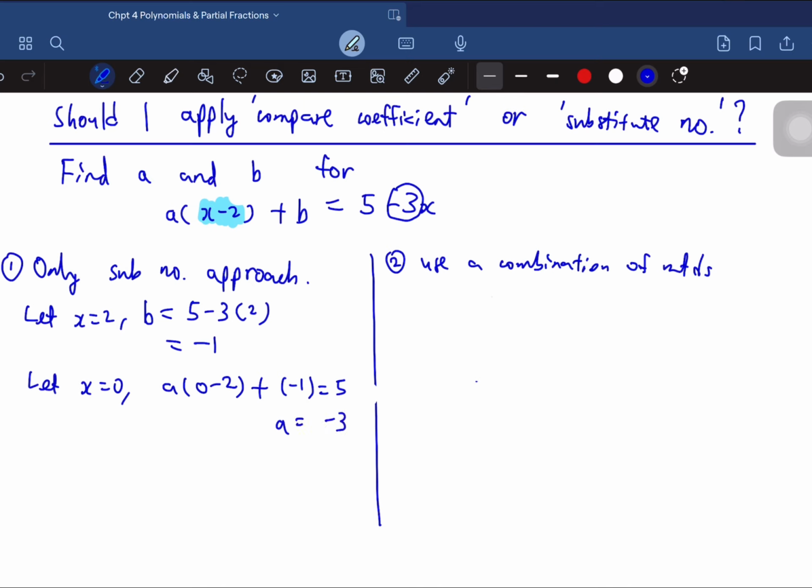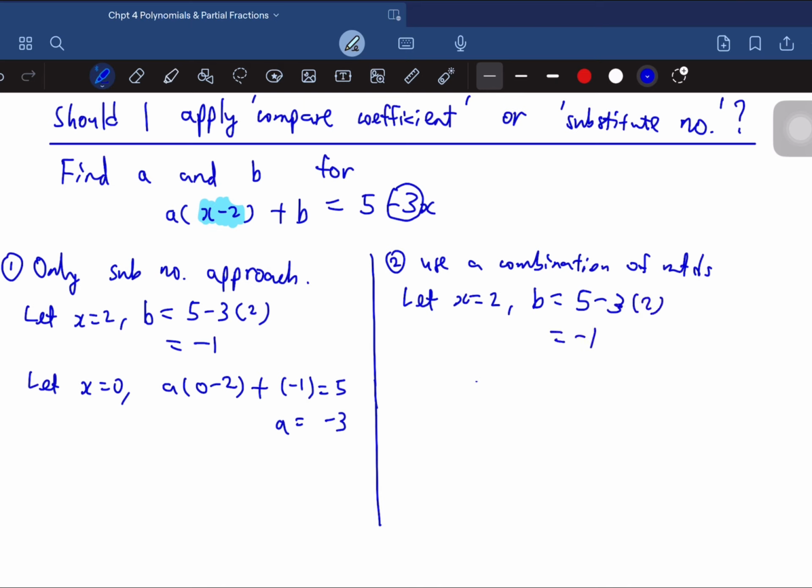Okay. So if we use a combination of methods, for example, first to find b, I still let x equals 2. So my b equals 5 minus 3 times 2. I still get negative 1.